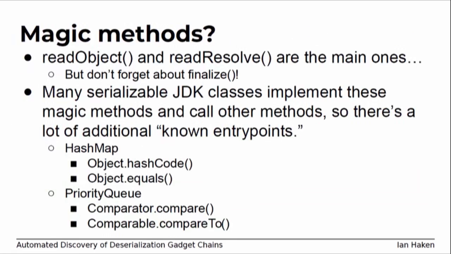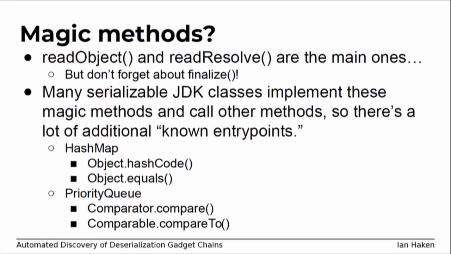So what's the deal with magic methods? Maybe you've never even heard of them before. How common can they actually be? The answer is they're really common, because all sorts of classes inside the JDK implement magic methods. HashMap and PriorityQueue are a couple of good examples, but they're all over the place.